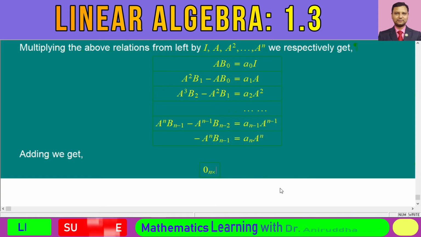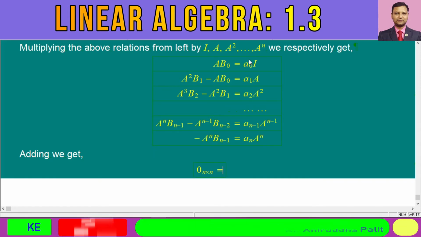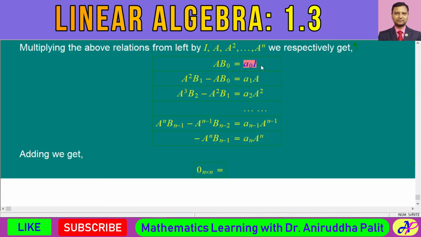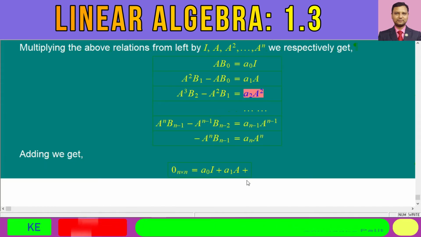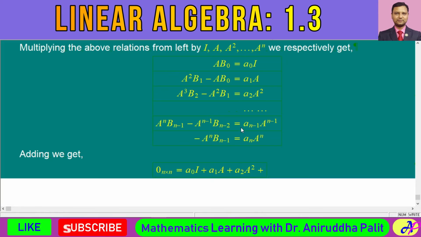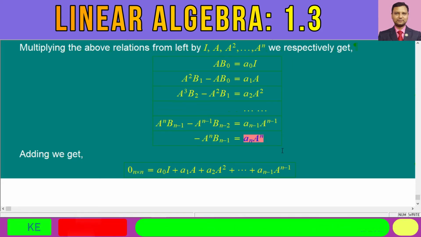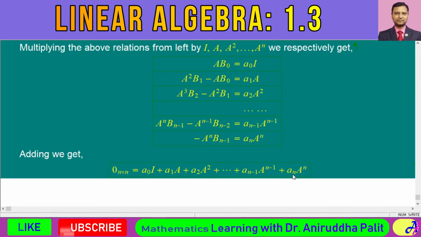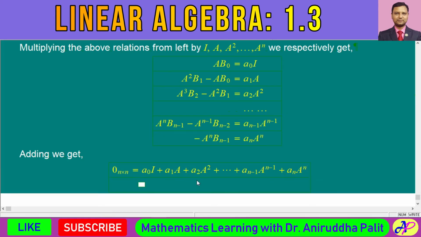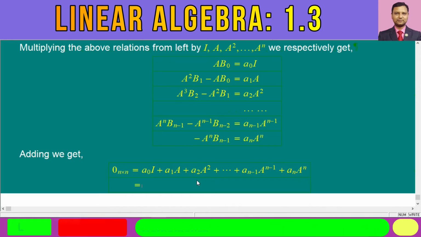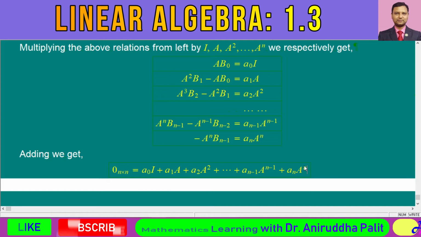We shall have the n cross n zero matrix equal to, let's see what we have on the right hand side. You see, we have a0 into I, then a1 into capital A, plus a2 into A square, plus dot dot dot, a n minus 1 into capital A to the power of n minus 1, plus this expression. So this right hand side expression can be written in this way. You don't need to manipulate it at all. Just keep it in this fashion.